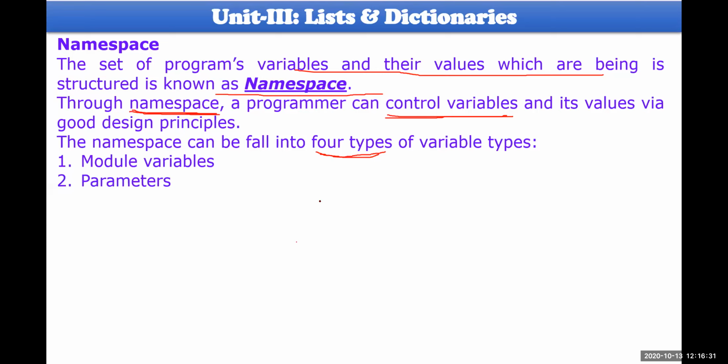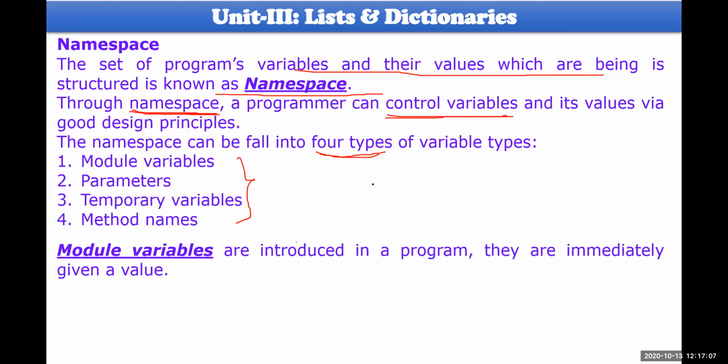And secondly, parameters. When you have to create any kind of function, you may pass some kind of parameters or arguments to that particular function. And then temporary variables or local variables, you could call them local variables also. So local variables are used to execute some process of that particular function or main body of that program. And then, method names. So these are the four different kinds of variables which come under the namespace of Python. Let us come across each and everything in detail.